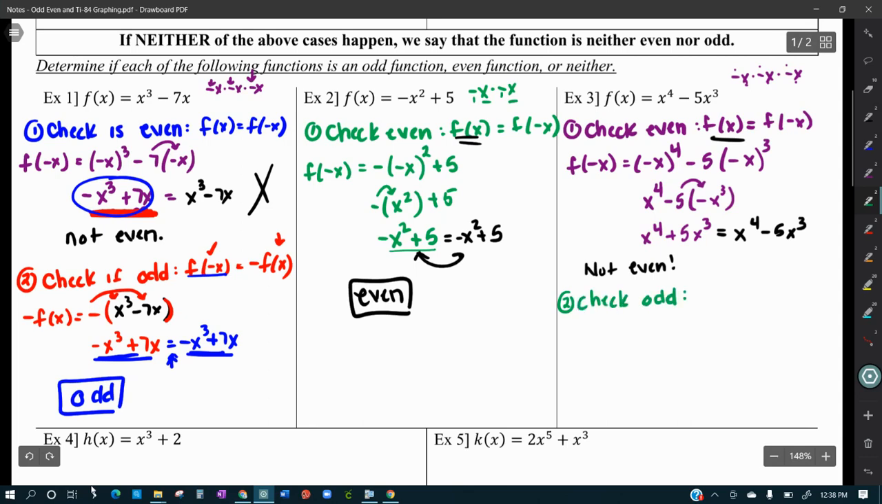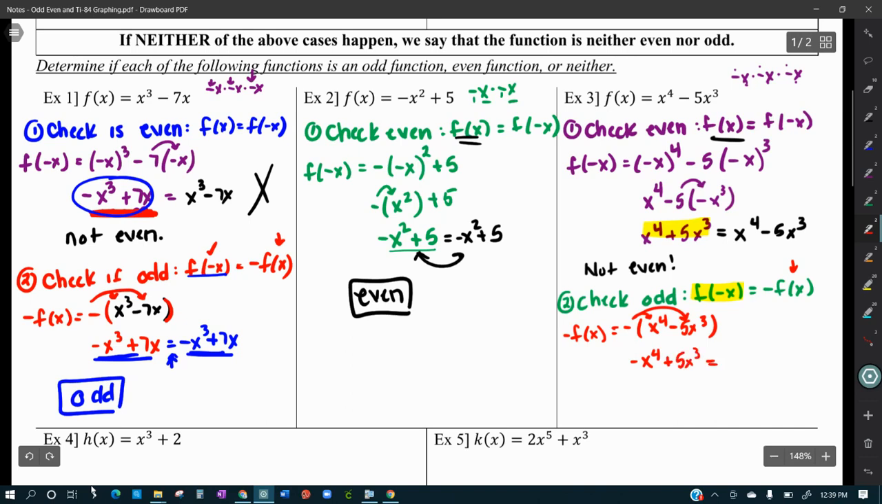And to check and see if it's odd, we have f of negative x being equal to the negative of the entire function. But again, we did this part already here. So we've done that. We need to figure out this one. So negative of the entire function will be negative of x to the fourth minus 5x to the third. So this negative will be distributed, so we get negative x to the fourth. Negative times a negative is a positive 5x to the third.